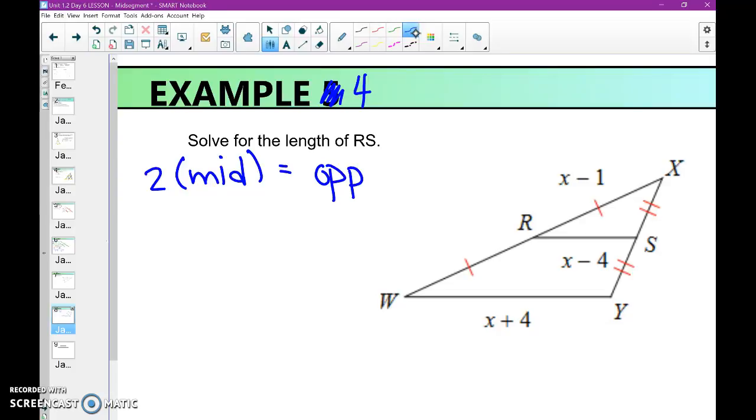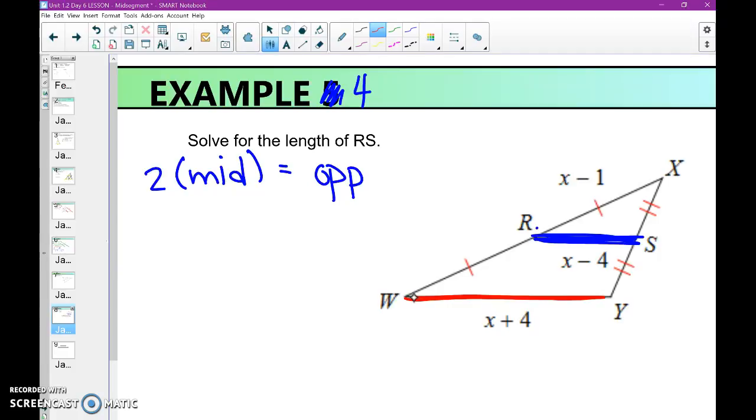All right. Hopefully you paused. Hopefully you went through and tried it on your own. That's going to give you a good idea of how well you know it. Again, remember to find your midsegment first. The middle of the triangle, right here, RS is our midsegment. The side that's opposite from it, that's parallel, is going to be WY. Okay, so we're going to use those 2 lengths.